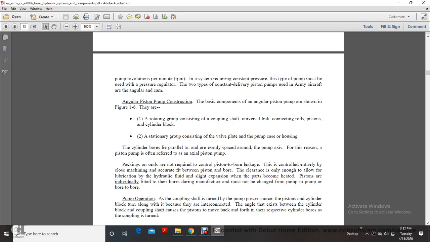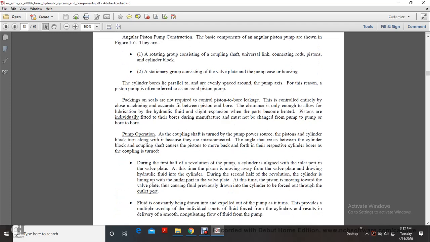The cylinder bores lie parallel and evenly spaced around the pump axis. For this reason, the piston pump is often referred to as an axial piston pump. Packing or seals are not required to control the piston bore leakage, as the control is entirely by close machining. Accurate fit with the piston bore clearance is only enough to allow lubrication by hydraulic fluid, with a slight expansion when the parts are heated. The pistons are individually fitted to their bores during manufacture and must not be interchanged from pump to pump or bore to bore.